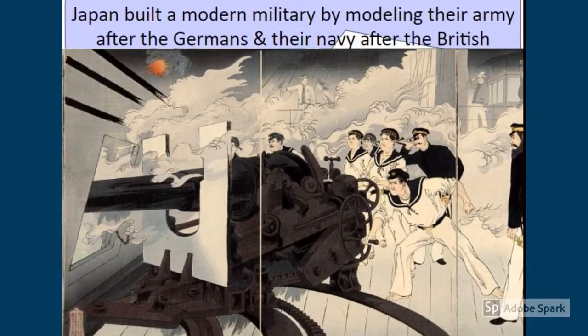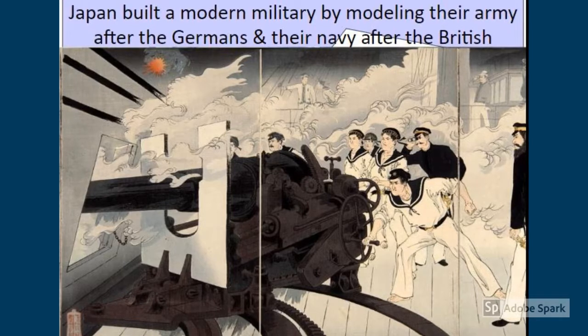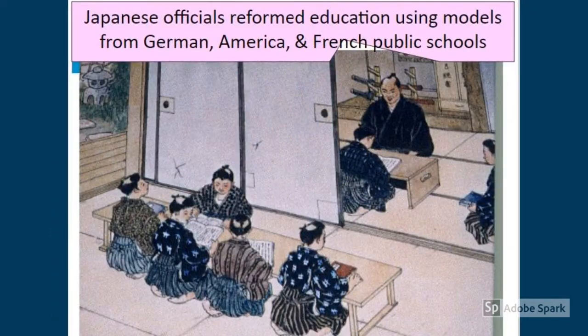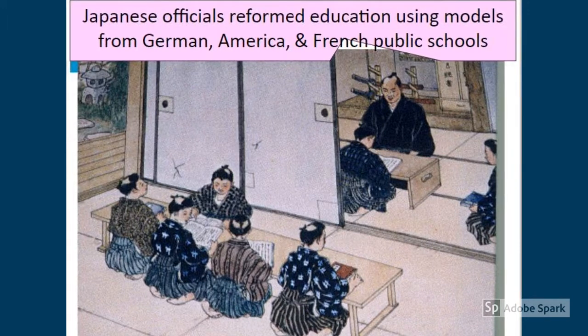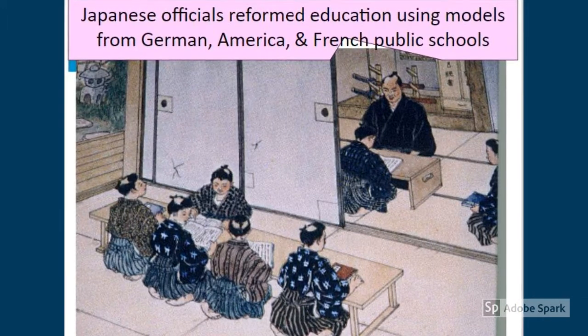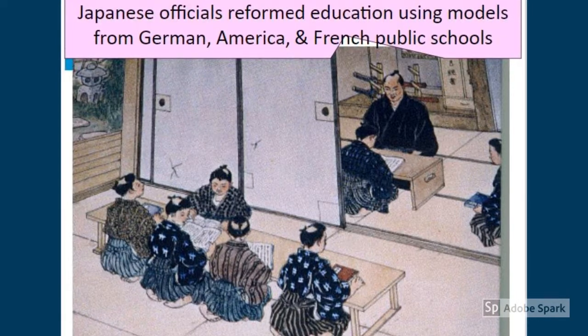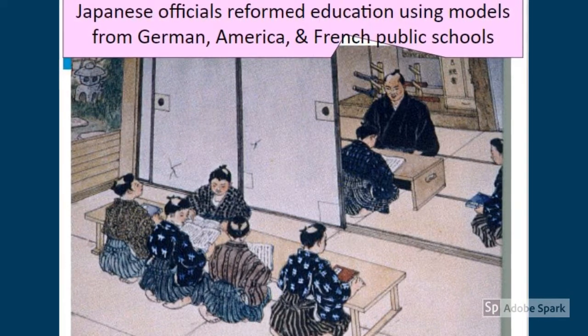Japan builds themselves a modern military by modeling their army after the Germans and their navy after the British. The Japanese officials also make many educational reforms. Now they will use models from Germany, America, and France to institute a compulsory education program.